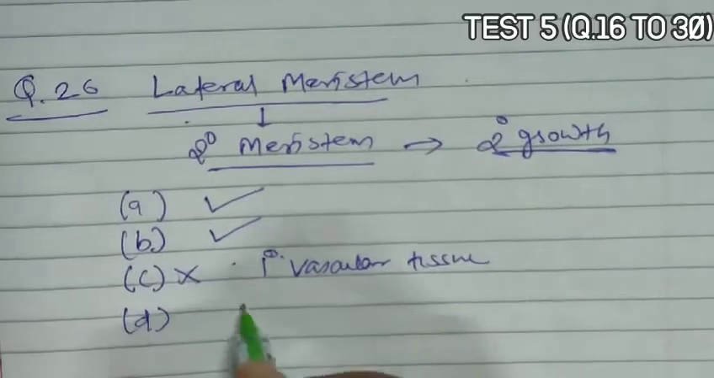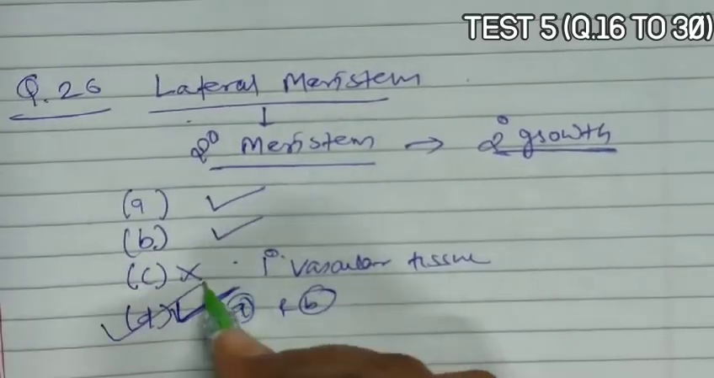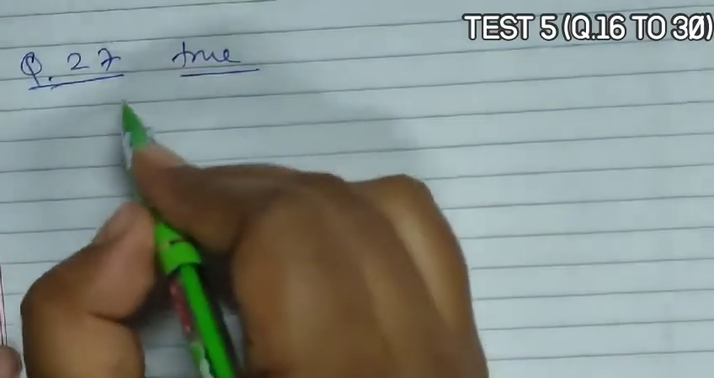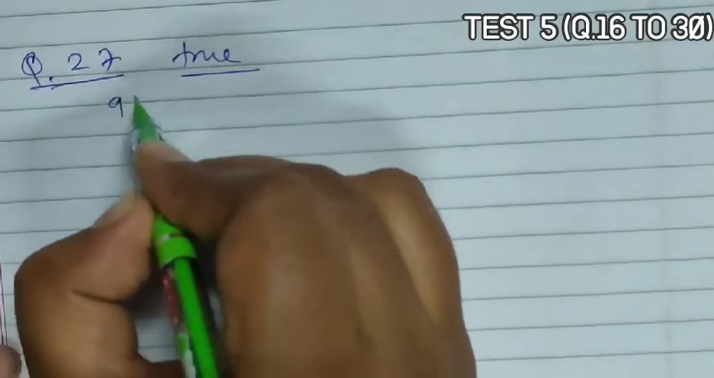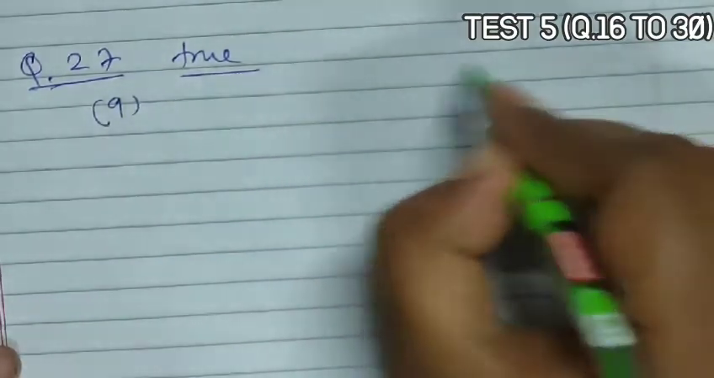Option C is xylem and phloem. Xylem and phloem are not meristematic tissue, they are the primary vascular tissue, so that cannot be the meristem. And option D is both A and B, so both A and B become the correct answer. Option D is the answer. Next is question 27.